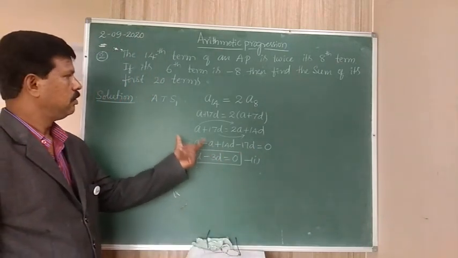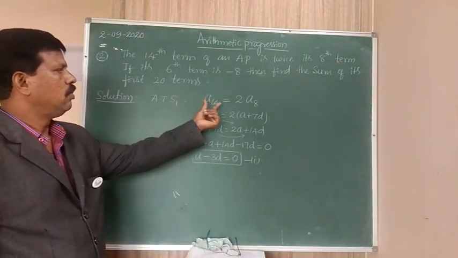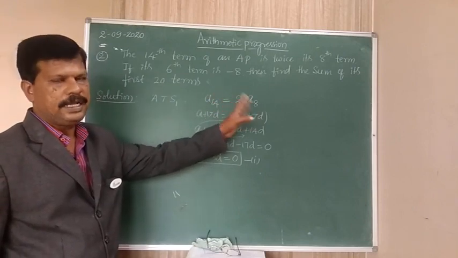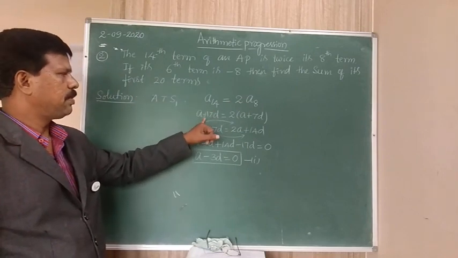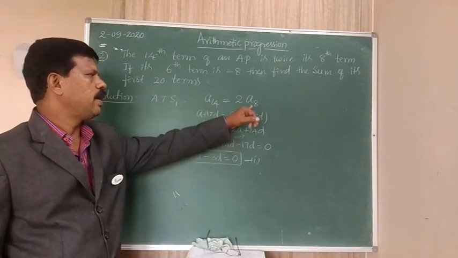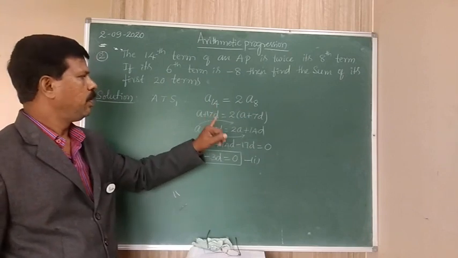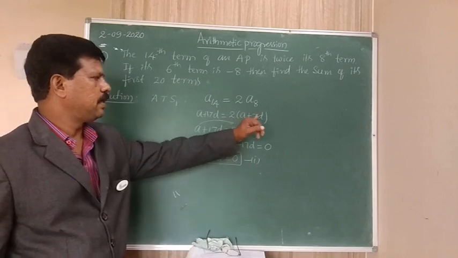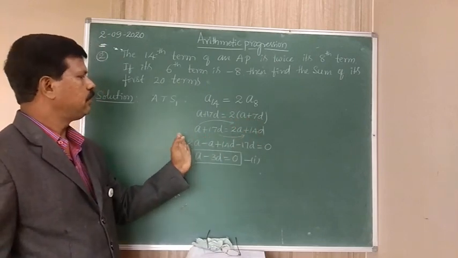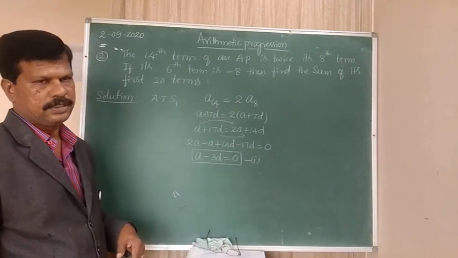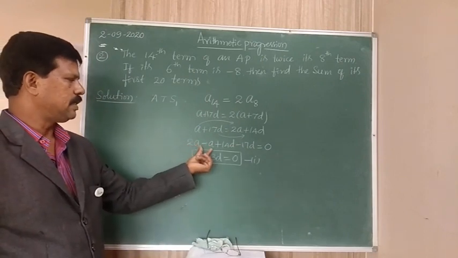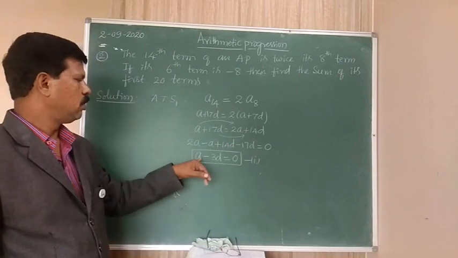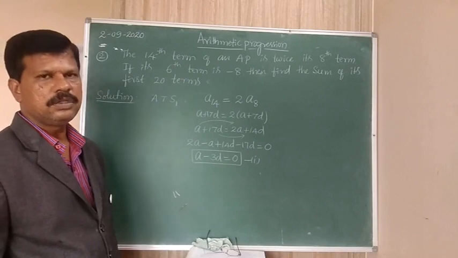Understood? In the first statement we took the 14th term of an AP is equal to twice the 8th term. Now this is a plus 17d. 2 into a8 means 2 times a plus 7d. Now a plus 17d equals 2a plus 14d. Then shift all these things to one side. Then it becomes 2a minus a plus 14d minus 17d equals 0. So a minus 3d is equal to 0.